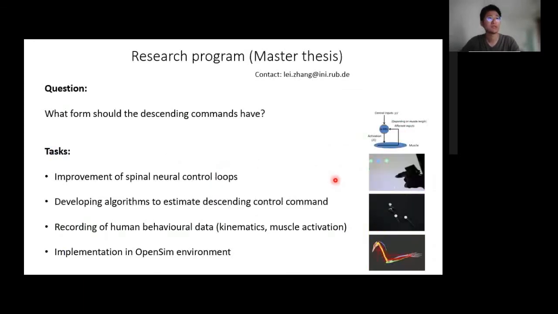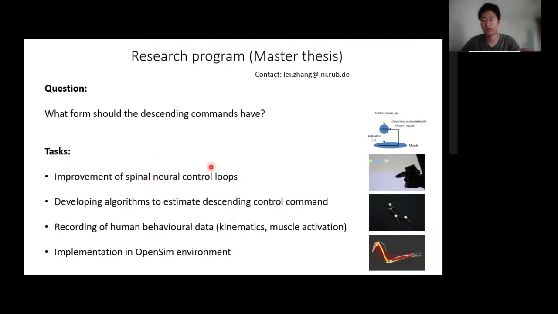So in general, we are looking for methods to explore what the descending commands, or the input control commands to the model, should look like. And here I would offer a master's thesis. This is related to a research program that I'm currently working on. So if you are interested, please contact me through email, and I would be happy to talk with you about the details. Let me explain shortly what the task will be for this project.